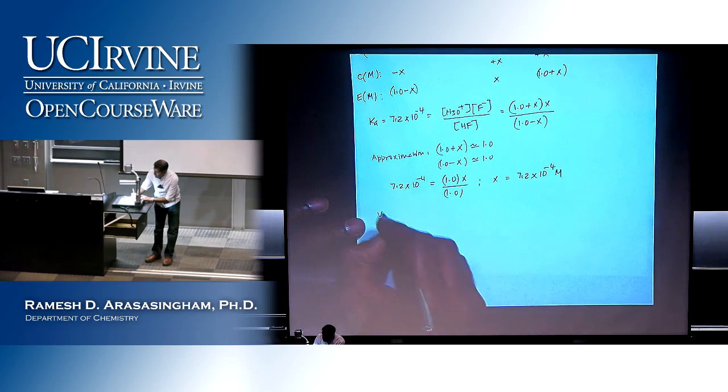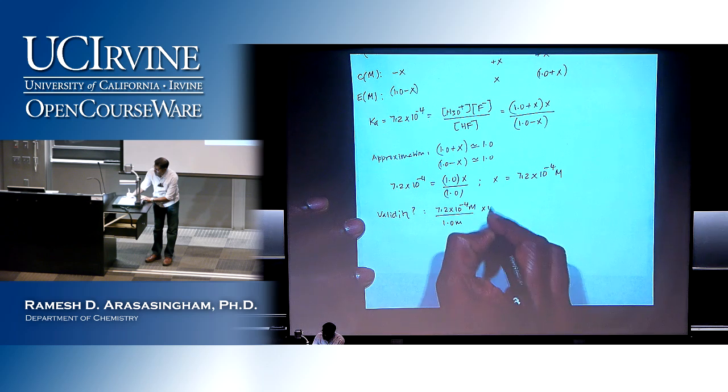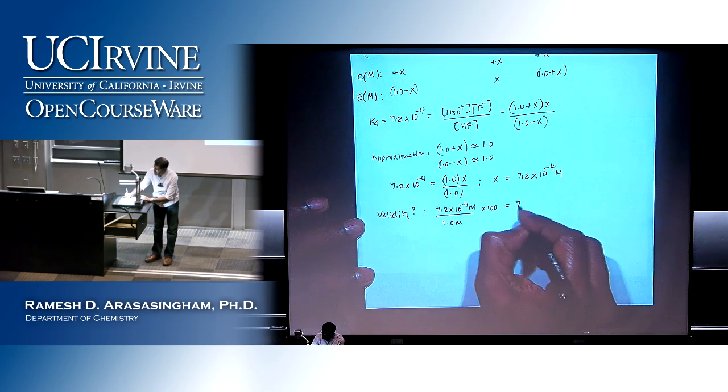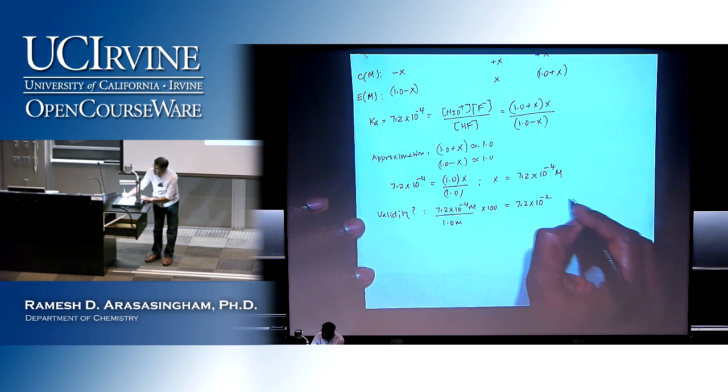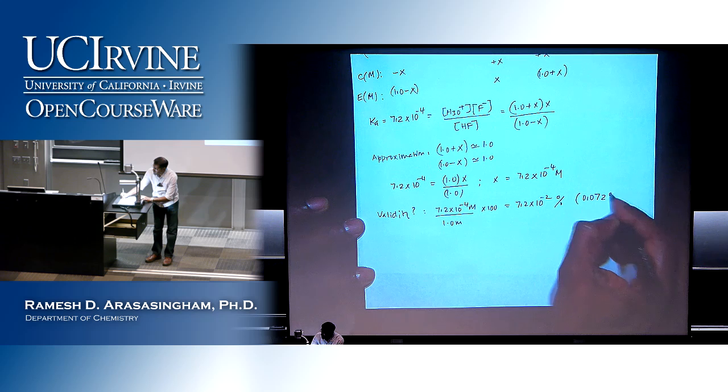I want to check my validity. Is my approximation valid? I said x is really small compared to 1. And you can see that comes out to 7.2 times 10 to the negative 2 percent, or 0.072%.